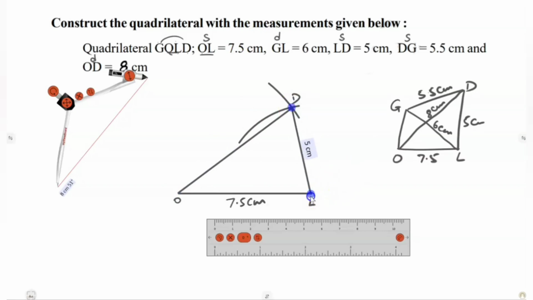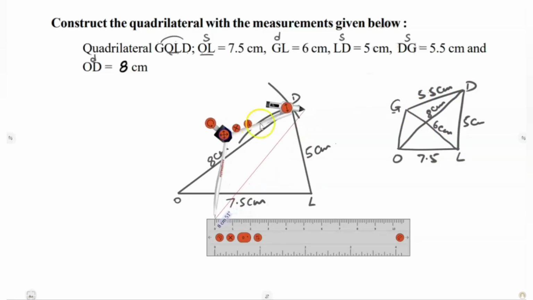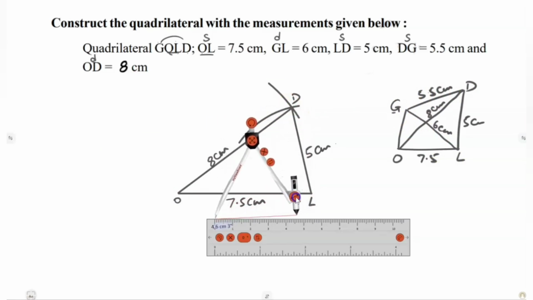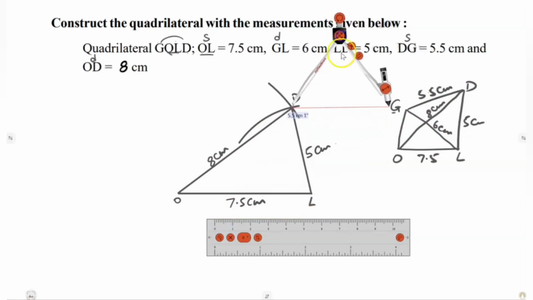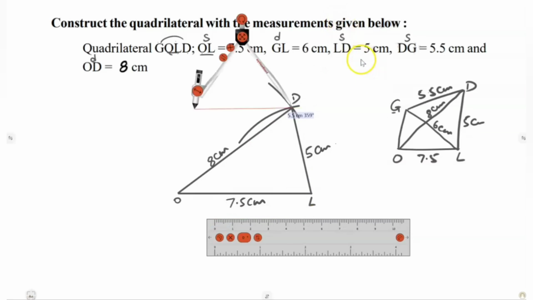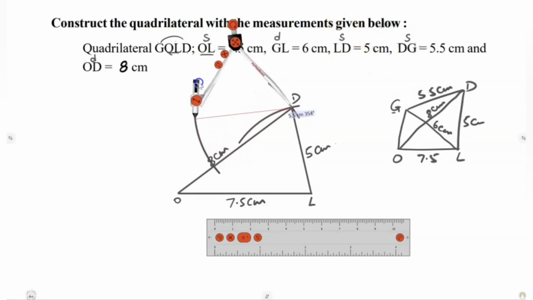Immediately mark the measurements on that. Right here 8 centimeter. And write DL as 5 centimeter. Next, we are going to construct point G, which is 5.5 from D and 6 centimeter from L. So let us take the compass and open it up to 5.5 centimeters. Put it on D and draw an arc of 5.5 centimeters from D. So we are going to construct point G now.